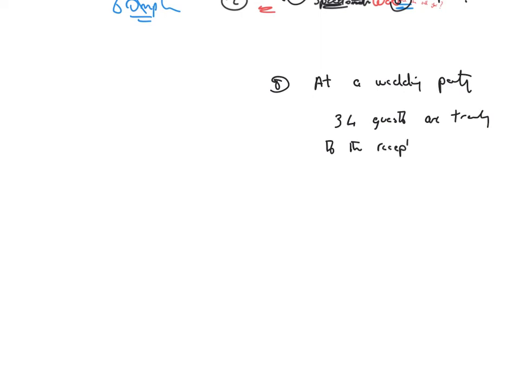Okay, let's try question 8. At a wedding party, 34 guests are travelling to the reception. They decide to travel by taxi.